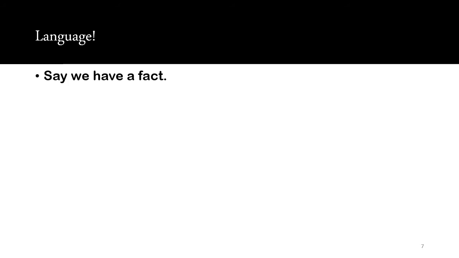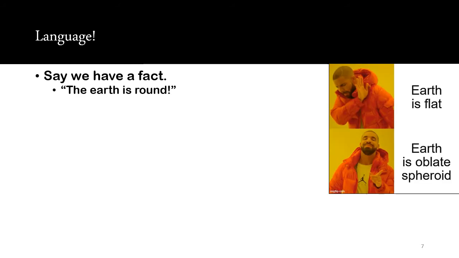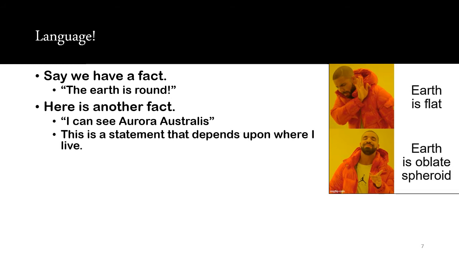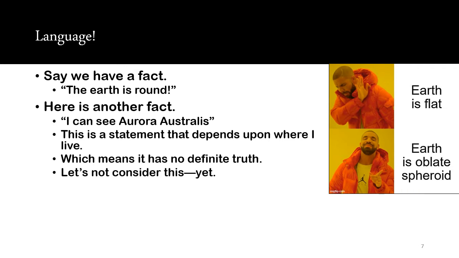Language. Say we have a fact. The Earth is round. Here's another fact. I can see Aurora Australis. This is a statement that depends upon where I live, which means it has no definite truth. You can say it, you might be able to see it. I can say it, I might not be able to see it. So, it has no definite truth. So let's not consider this yet. And here's a lie. The Earth is flat.